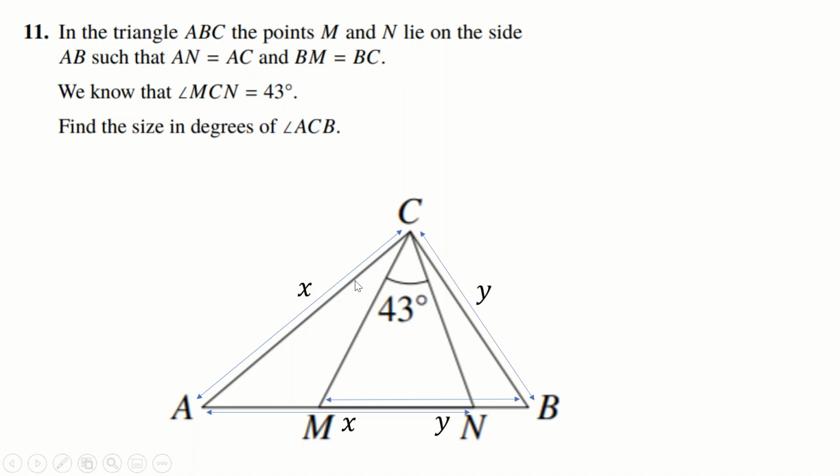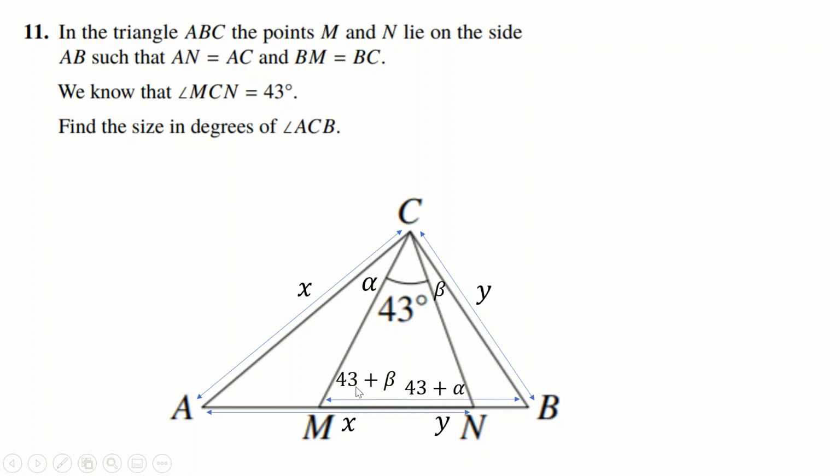Now this angle here I could call alpha, and this angle here I could call beta. Now notice I'm being asked for ACB. So if I call this angle beta, I'm essentially looking for what alpha plus beta plus 43 is. Now if I call this angle alpha, this one here is 43 plus alpha, which makes this angle down here, based on this isosceles triangle, ANC, alpha plus 43 as well.